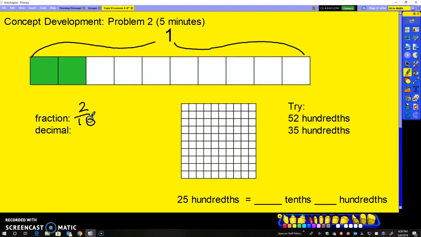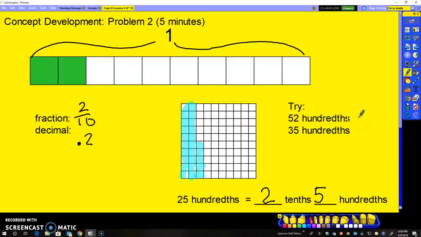Alright, so up there we have 2 tenths, the decimal is 2 tenths. And on our area model we should have 2 whole columns filled in for my 2 tenths, and 1, 2, 3, 4, 5 for those hundredths. So I have 2 tenths and 5 hundredths.